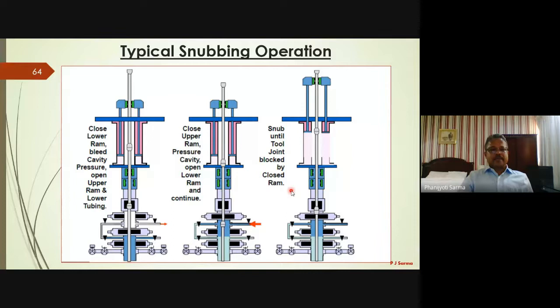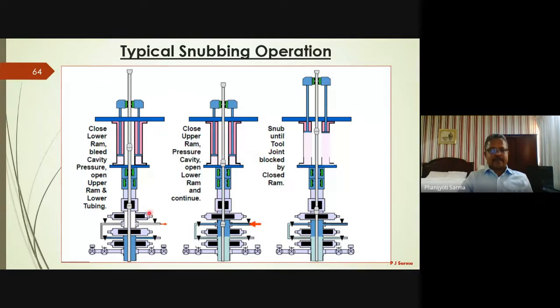So this is just a depiction of how the tubing is getting snapped in, which ram is getting opened and closed. This is a coupling. This is the stationary blocks. So this ram is open and the bottom ram is closed.